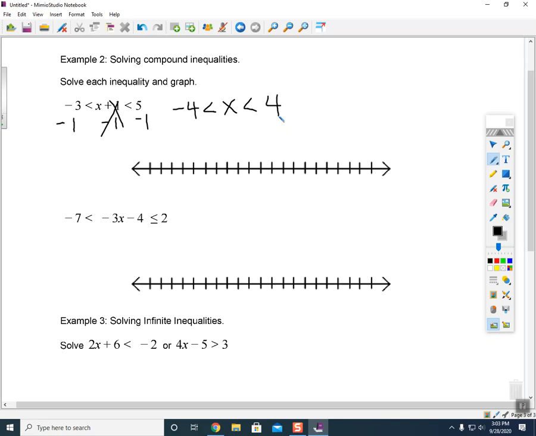Then if I graph this, I've got an open dot on -4, an open dot on +4, and I just shade the middle. And we're good to go. That is my solution for this inequality.